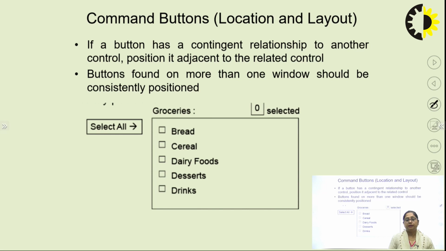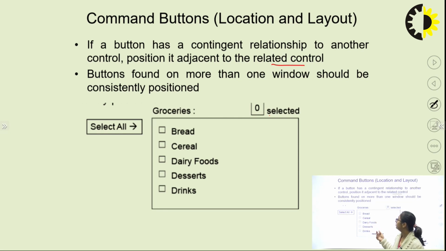If a button has a contingent relationship to another control, position it adjacent to the related control. Here the Select All button is adjacent to the groceries. If you want all of these, you can just click Select All and all checkboxes are selected, and the selection count is shown: if you select 3 it will be 3, and if you select 5 it will be 5. So the Select All button sits adjacent to the grocery list from which the user can select.